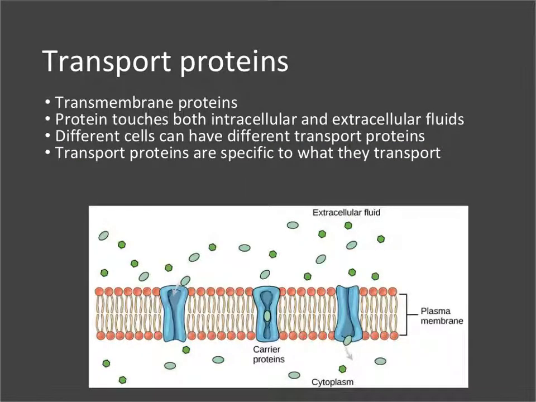So remember that these transport proteins are integral proteins, and we can also call those transmembrane. And trans means that it crosses, so it can go all the way across the membrane. So that means that these proteins here are touching both the extracellular fluid and the intracellular fluid. And you can see here that they act as these kind of pores or doorways in order to allow molecules to go into and out of the cell. And as we mentioned, different cells can have different transport proteins, and these transport proteins are specific as to what they can transport.